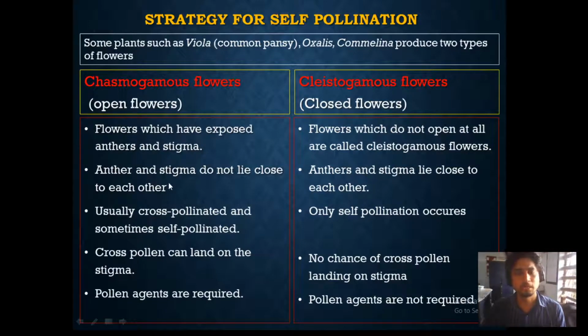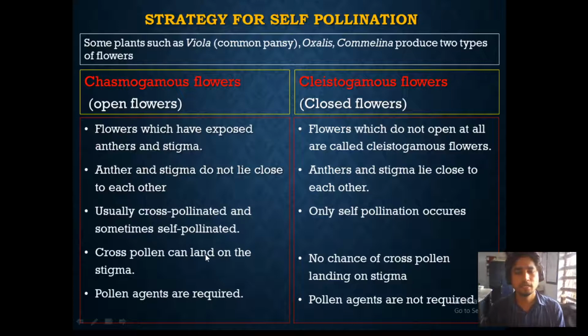It may be or it may not be, necessarily. And anther and stigma lie close to each other in case of cleistogamous flowers. In the chasmogamous, usually cross-pollination or self-pollination can both occur. But in the cleistogamous flowers, self-pollination is the only pollination occurring, because the anther and the stigma are lying close to each other, and the pollen grain cannot escape the flower. So it has to land on the stigma which is present in the same bud.